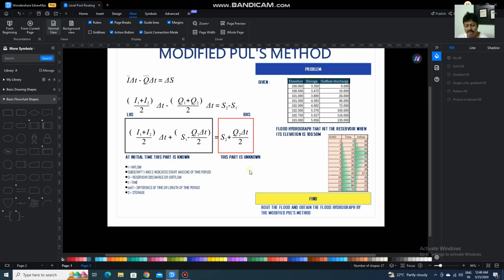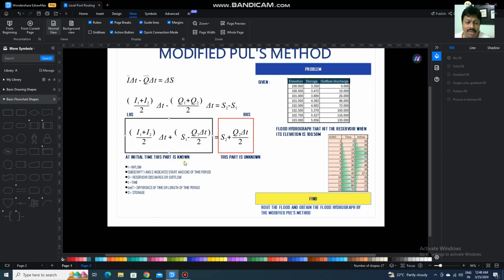And if you want to average that inflow, it is simple: I1 plus I2 divided by 2 multiplied by del T. I1 plus I2 by 2 is the average inflow, multiplied by del T means within this time period how much water has come in, has entered into the reservoir. But S1 is the storage at the starting time, and Q1 is the outflow at the starting time, outflow from the reservoir itself.